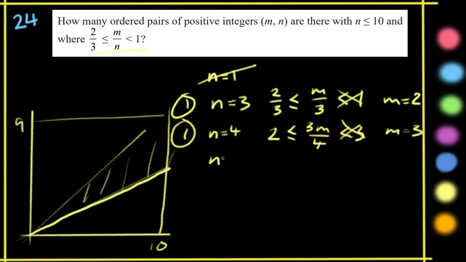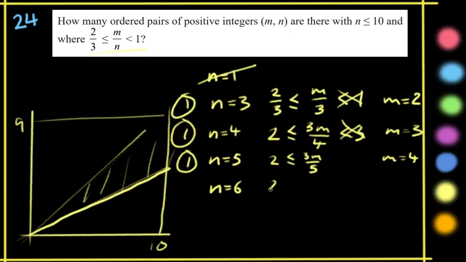And then for n equal 5, we're going to have a similar sort of thing where we have 2 is less than or equal to 3m over 5. And so m is going to have to be greater than 10/3. So it's going to have to be 4. So m equal 4. And m equal 5 is not going to work because it has to be less than n. So we have one solution there as well. And basically, every time n goes up by 3, we're going to add one more solution. So once we get to n equals 6, we should have 2 solutions.